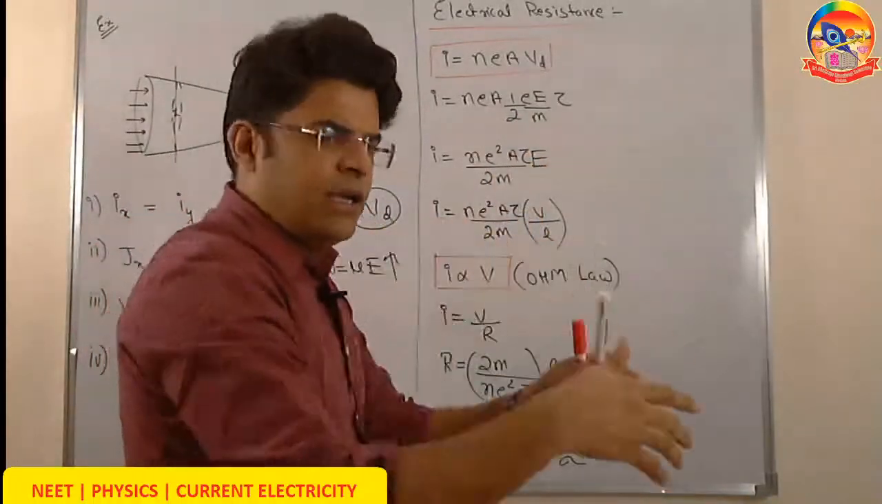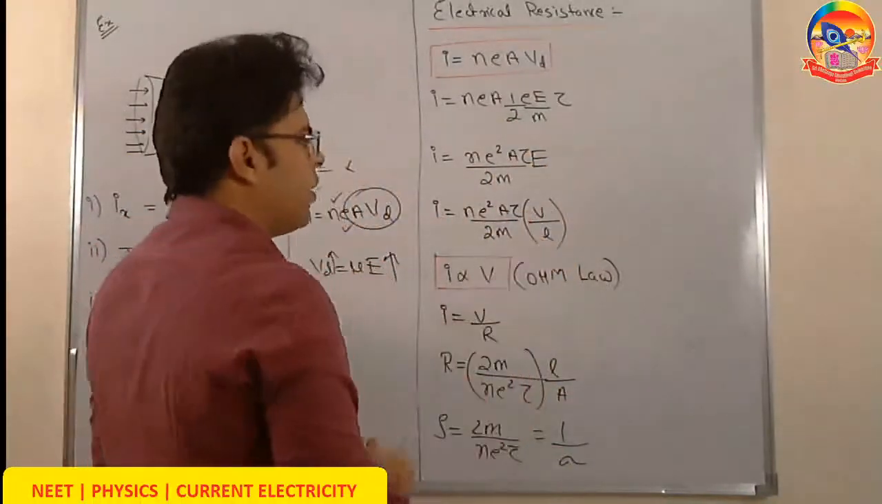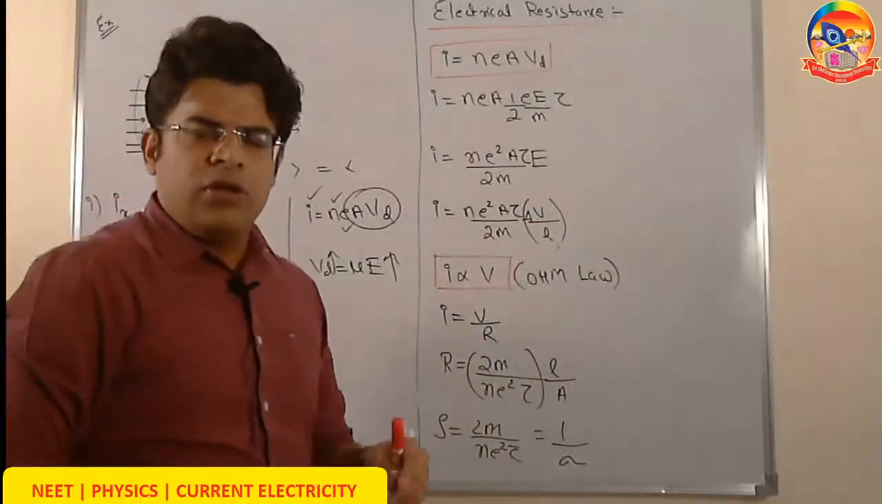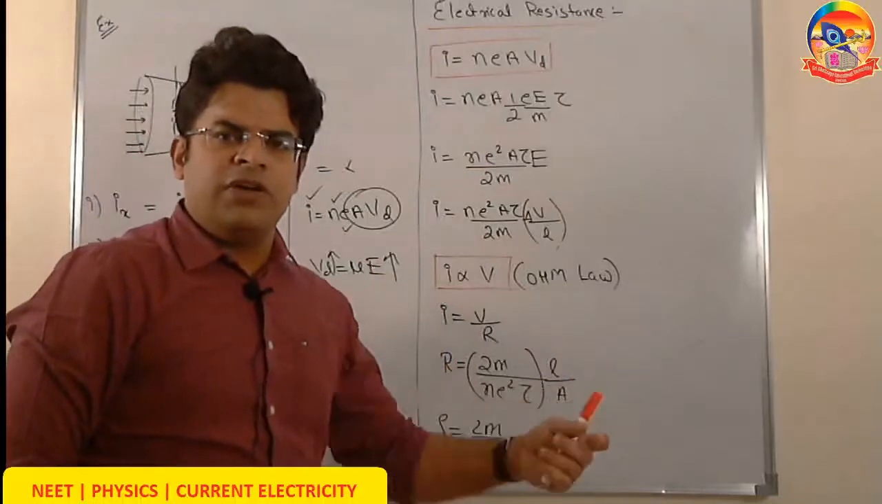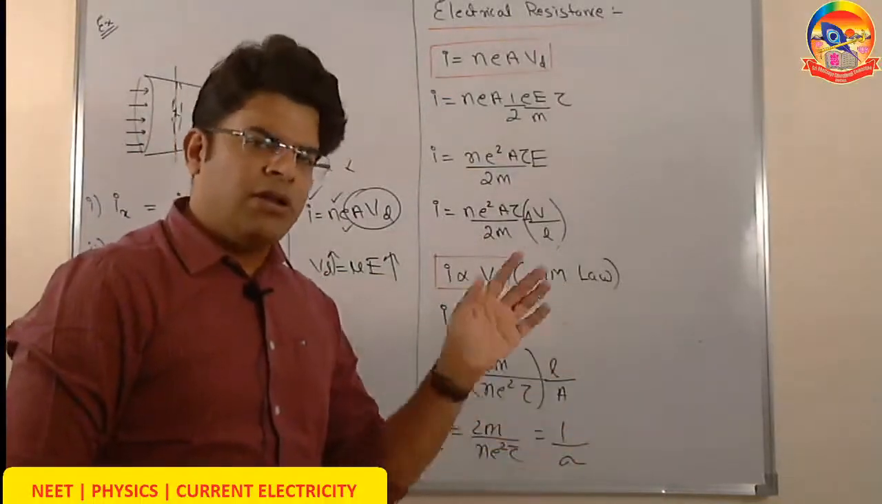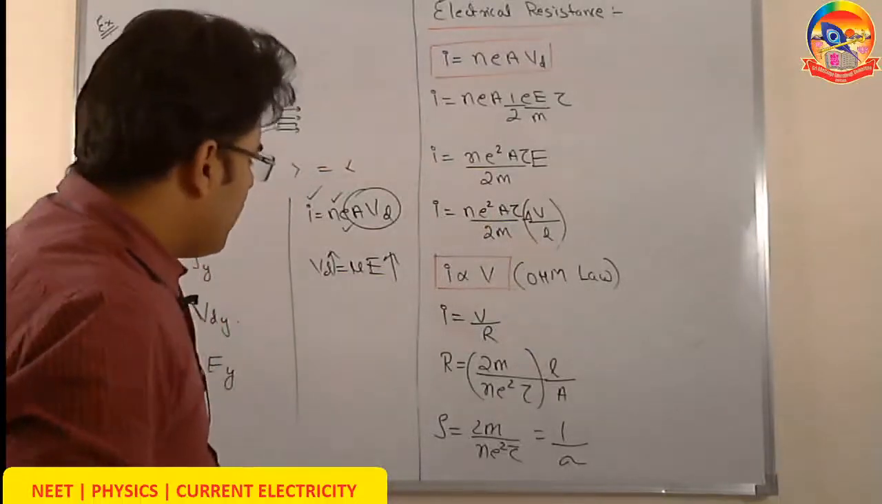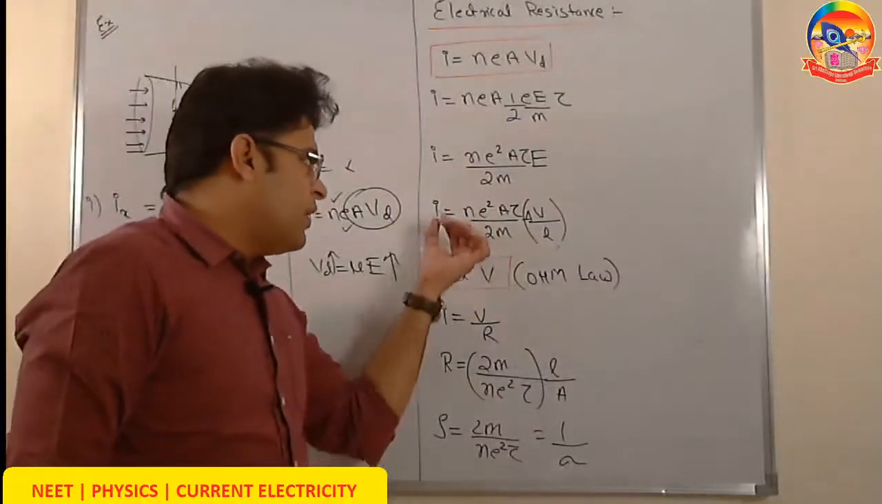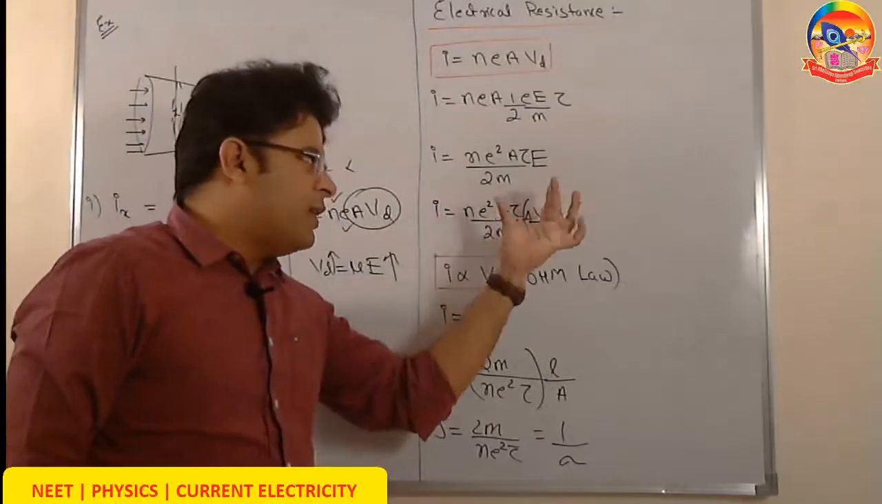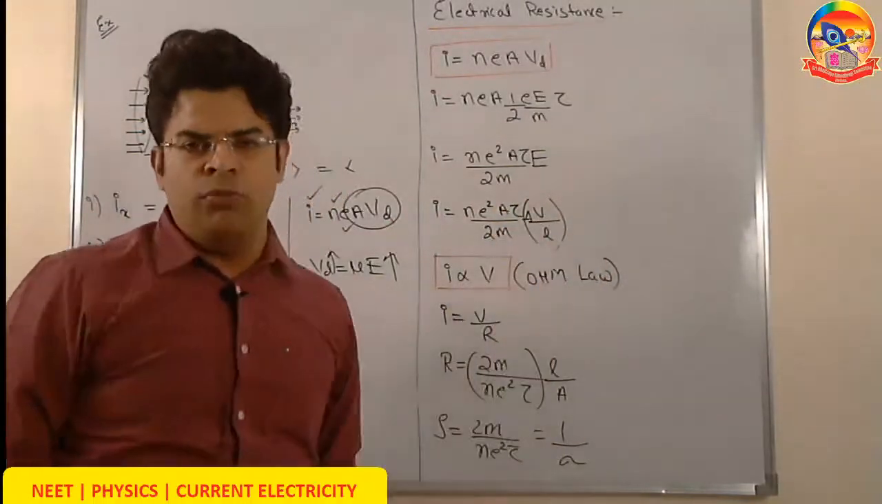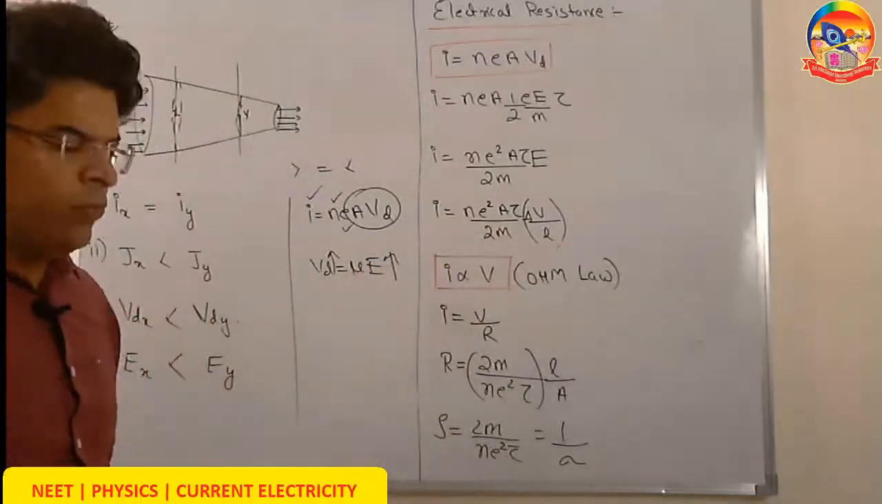Now one can write the electric field applied within the conductor as the potential drop across the conductor divided by the length of the conductor. Because electric field is nothing but minus the potential gradient, but the magnitude equals the rate of change of potential with respect to distance. Now we can see from here that the current flowing in a conductor is directly proportional to the potential drop applied across it, and this itself is called Ohm's law. So I proportional to V is called Ohm's law.